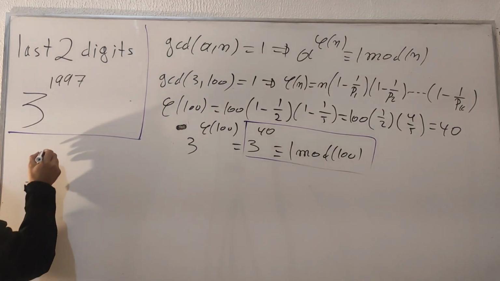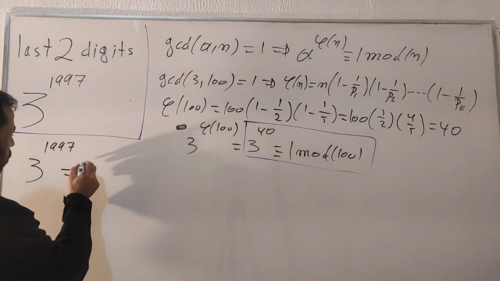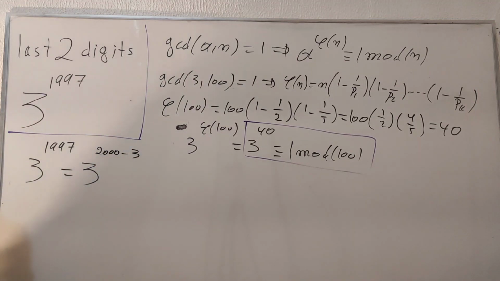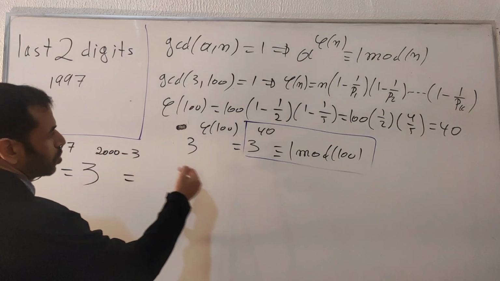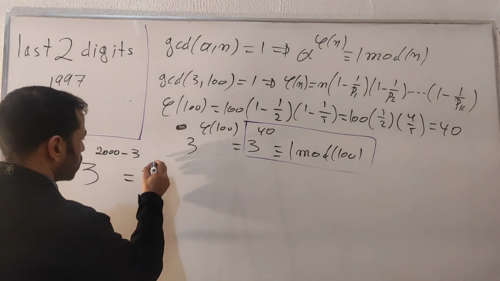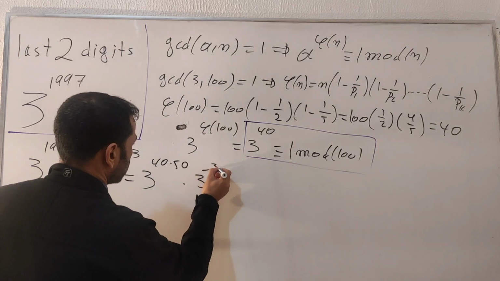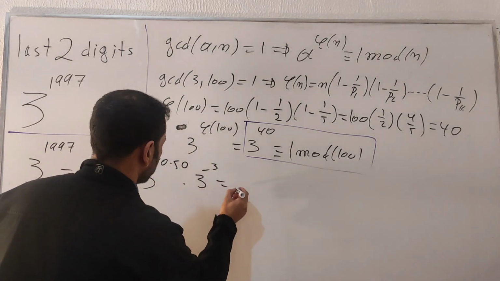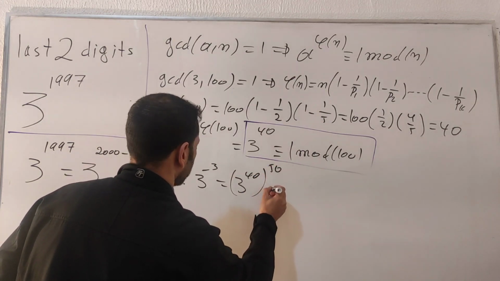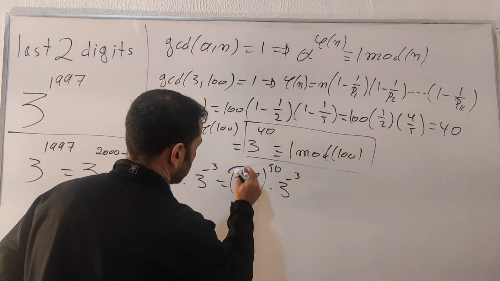So we know 3 to the 1997 equals, I'm going to use a trick here, 3 to the 2000 minus 3, okay? I'm going to use a trick in order to transform this into this form. We know 2000 is the same as 40 multiplied by 50, times 3 to the minus 3. I'm going to put this separately. So 3 to the 40 will be written in this form, to the 50, multiplied by 3 to the minus 3. So I'm going to replace this with number 1.